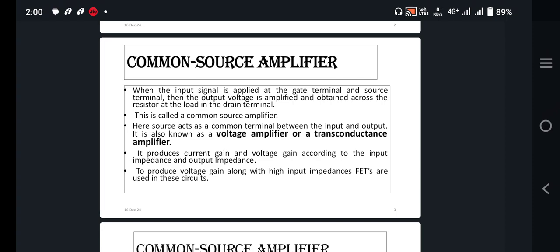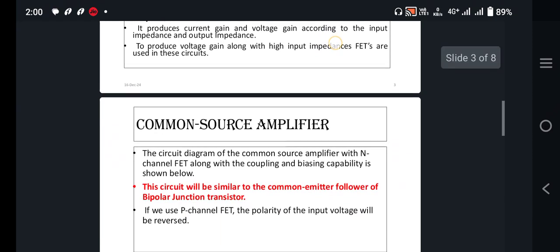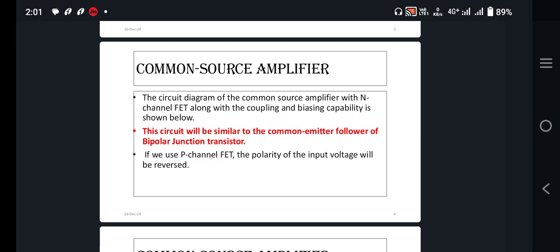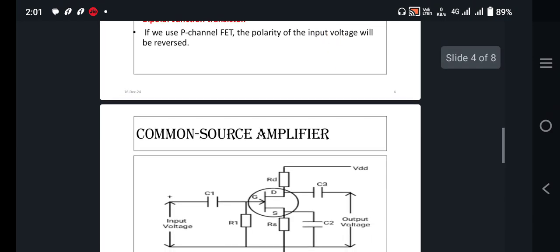It produces current gain and voltage gain according to the input impedance and output impedance. To produce voltage gain along with high input impedance, FETs are used in these types of circuits. In a common source amplifier, the circuit diagram is an N-channel FET along with the coupling and biasing capacitors. The circuit is similar to the common emitter amplifier in the case of a bipolar junction transistor. If we use a P-channel FET, the polarity of the input voltage will just be reversed.